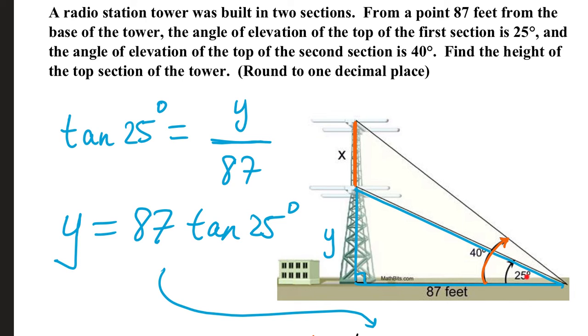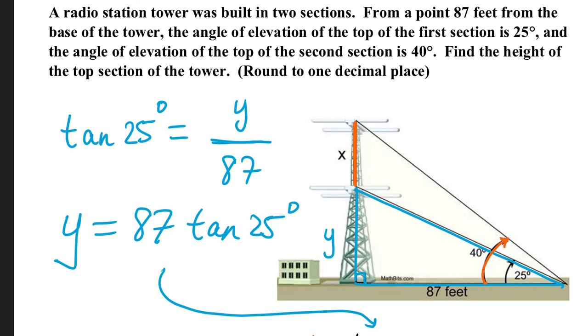Tangent of 25 degrees is equal to opposite over adjacent, so that's y over 87. Solving for y, multiply both sides by 87, and so y, which is the height of the first section of the tower, is 87 tangent of 25 degrees. You can approximate that with your calculator if you'd like. What we're going to do is use that to find this upper section, x. This orange little segment here is the answer we're after from the problem.